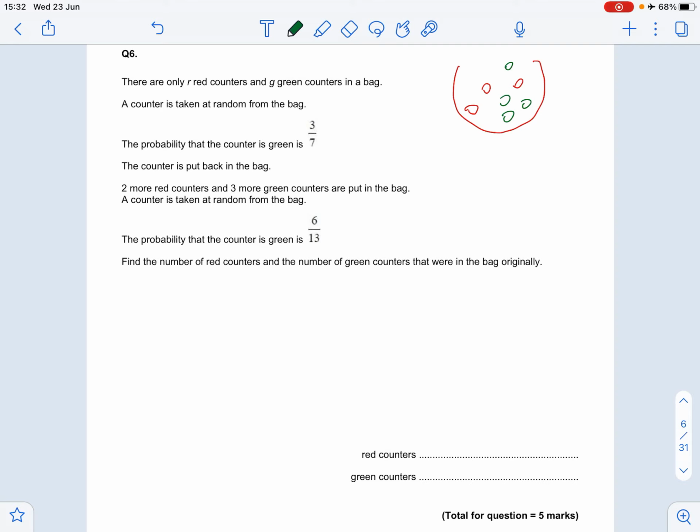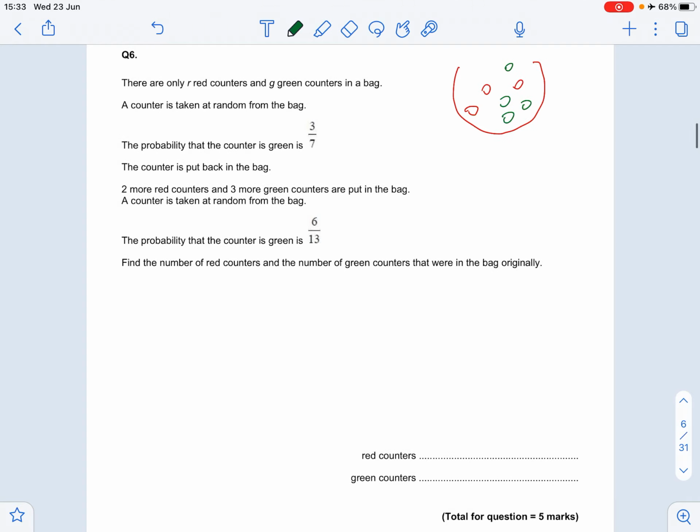So we are told a counter is taken at random from the bag, and the probability that the counter is green is 3 over 7. So the probability of being green, let's write this down, is 3 over 7. What this means, so remember we can write probability as success over total.